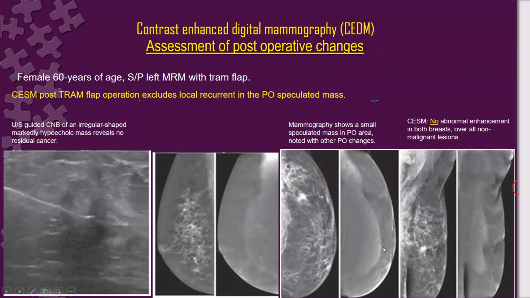Another patient, look here, she has had surgery on the left breast. At the site of scarring, there is this spiculated mass. Contrast demonstrates no enhancement, and there is no enhancement in the contralateral breast. This is the area of irregular hypoechoic spiculated mass on ultrasound corresponding to mammography. Aspiration reveals no residual cancer.